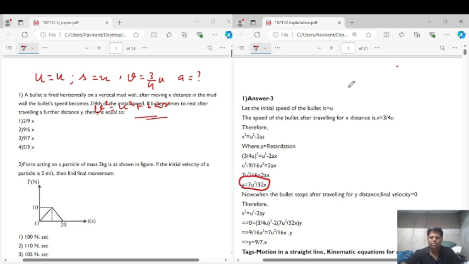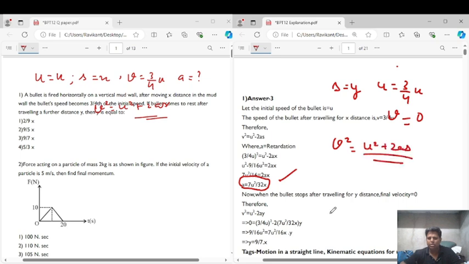Now it further moves the distance of y. So distance moved is equals to y. Initial velocity for this will be equals to 3 by 4 times of u, and finally it comes to rest, so v is equals to 0, and acceleration we have here. So again we're using the formula v square is equals to u square plus 2as, and putting all the values as we have put over here. v is equals to 0, u is equals to 3 by 4 u, and a is equals to 7u square upon 32x, and s is equals to y. We finally get y is equals to 9 by 7x. So the correct answer for question number 1 is option 3, 9 by 7x.